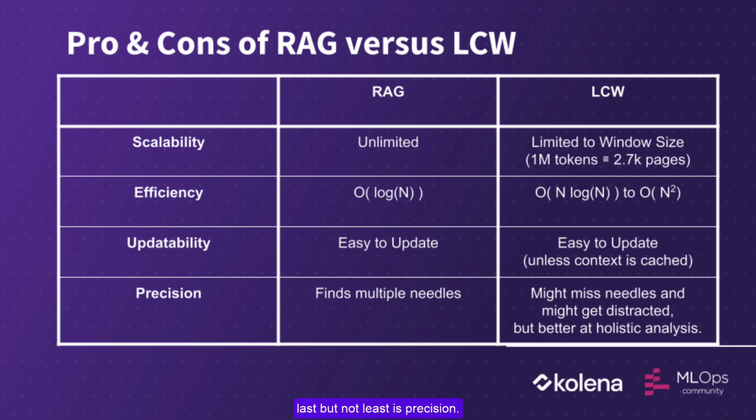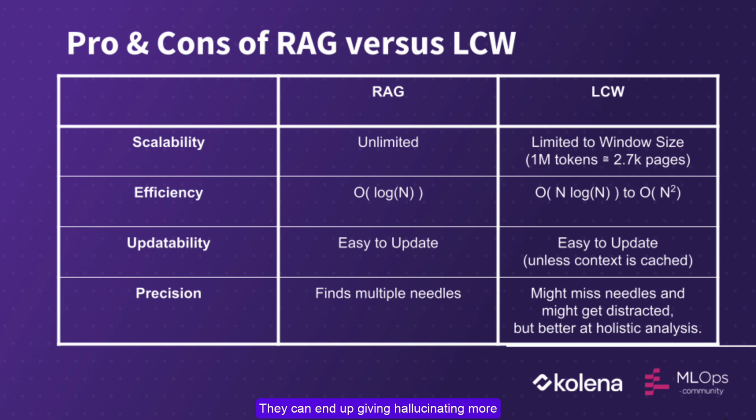And then last but not least is precision. RAG systems are very precise. They're finding exactly the key needles in the haystack that are relevant to you. They're very, very good at that. They don't get distracted by the content and the scale of the content being presented to them. LCW systems, they can get distracted.